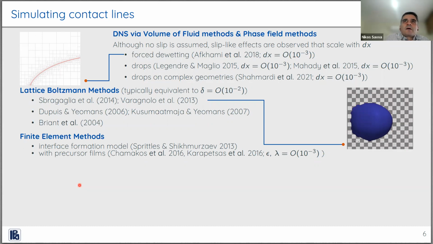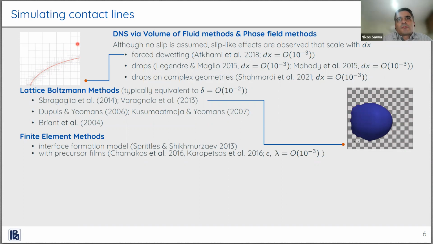Usually people use DNS, direct numerical simulations, using volume of fluid methods or phase field methods. In these techniques, no slip is assumed. We do have slip effects that are observed at scale with delta x, if we say that delta x is the smallest distance in our mesh. For example, here I'm showing a forced dewetting problem where they use adaptive mesh refinement using the volume of fluid method to resolve the interface.